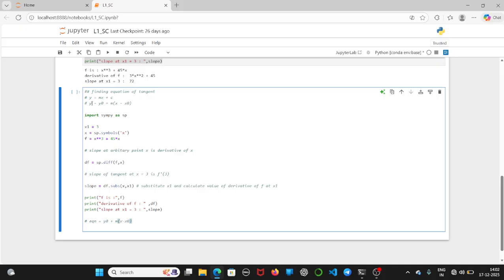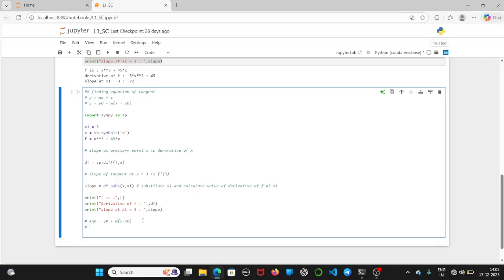I've written here equation instead of y. So what we want is only the right hand side of the equation. Left hand side is going to be f of x, right? So here y is equal to f of x. We all know f of x means this f, right?